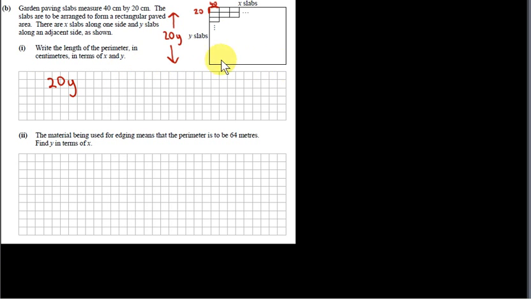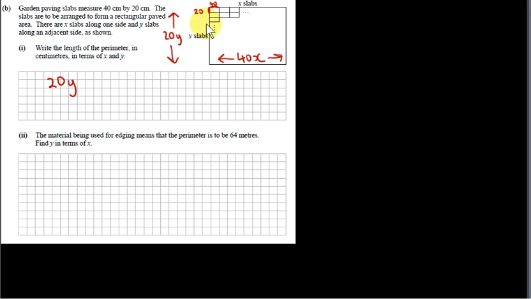What about the length of this other side of the rectangular garden? Well, each slab has a length of 40 and there are X of them across here. So we have X times 40 or 40X centimeters is the length of this side of the garden.